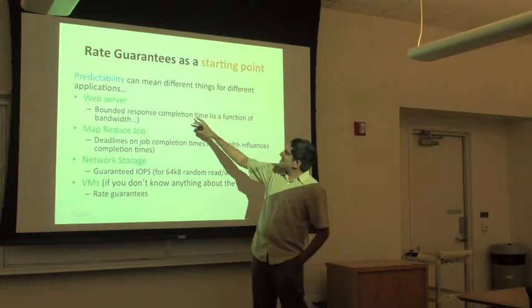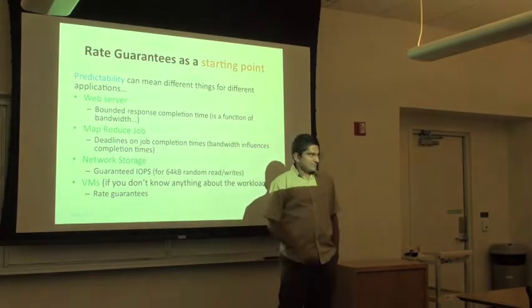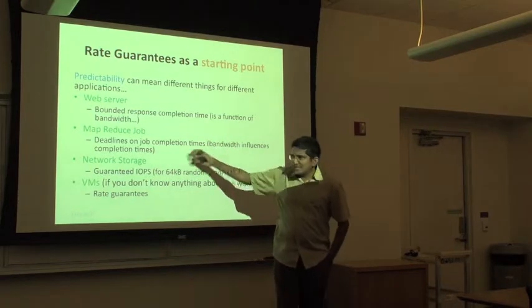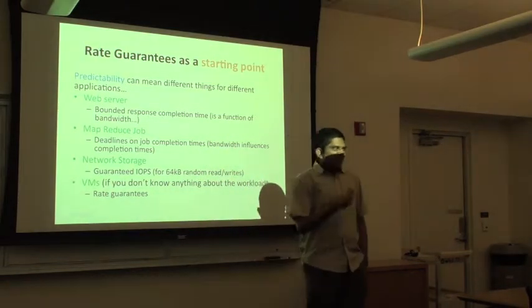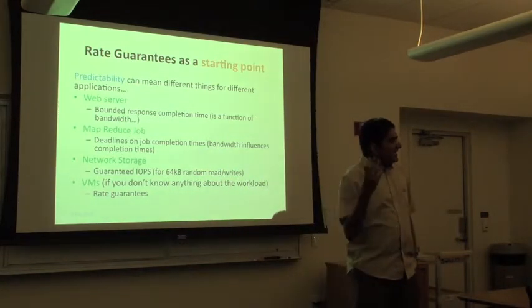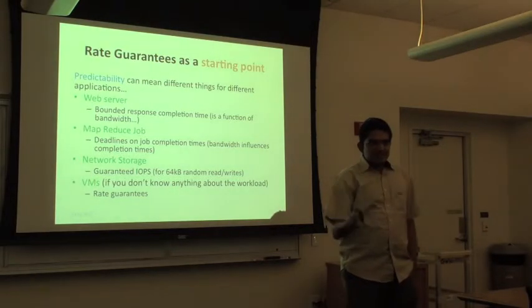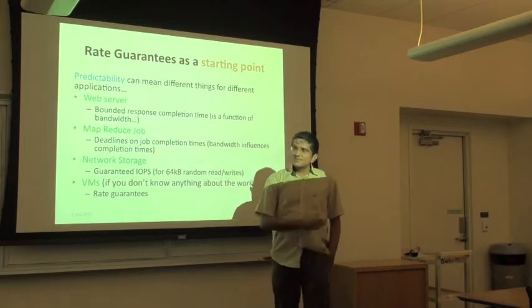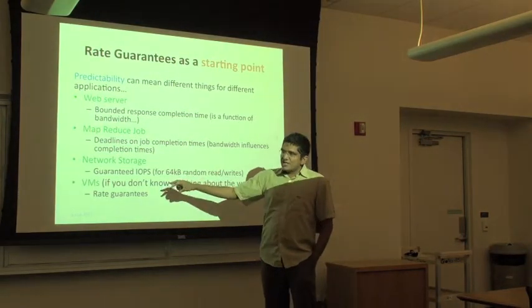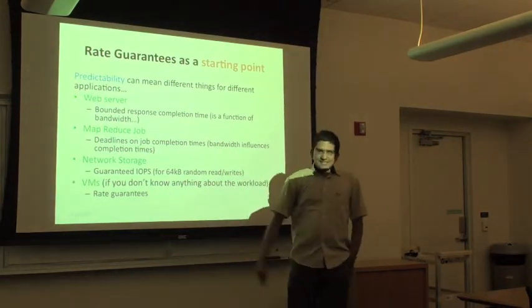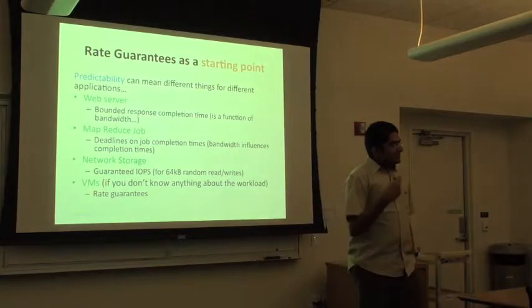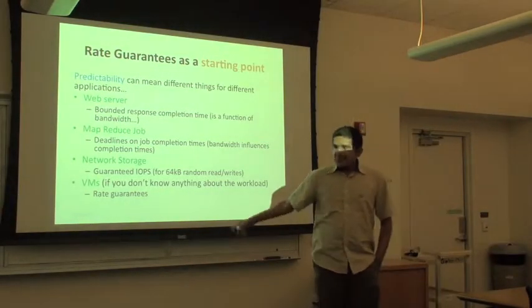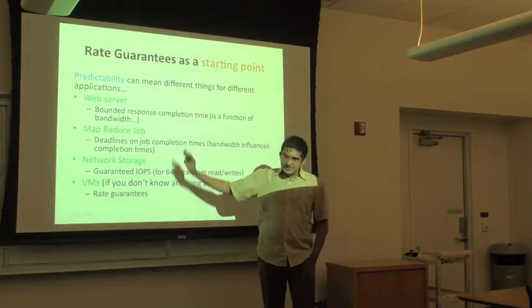And this is actually, interestingly, a function of the bandwidth. You can look this up. It's a function of your bandwidth. And similarly, for MapReduce jobs, you can say, well, what I really care about is not really rate guarantees for my MapReduce jobs, but I want my jobs to complete within a certain amount of time. This can be a definition for predictability for certain kinds of jobs. And similarly for network storage. But the underlying theme behind all of this is that there's a notion of rate guarantee that you want to give to maybe a VM or a set of VMs that's going to help you design algorithms for all these things.